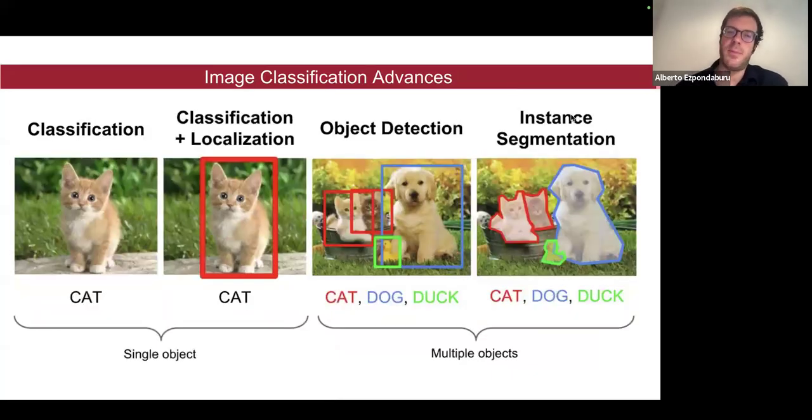Let's see the advance of the image classification. The one that we have used is the single classification, the simplest one. When you have only one object in your image, you can advance it with classification and localization. You can see, okay, here's a cat, but you need to determine where the cat is. You are going to draw a bounding box.